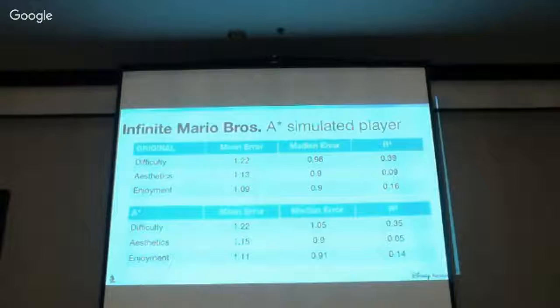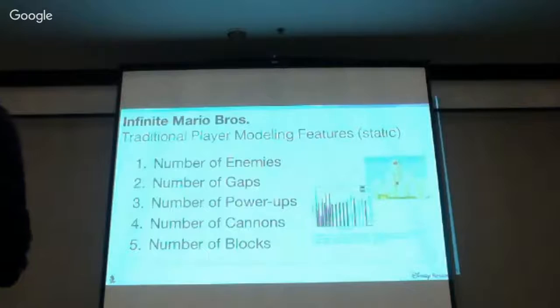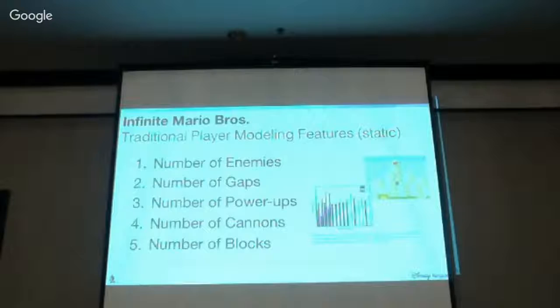So we then turned to traditional static analysis. We looked at some prior work, and we grabbed five of the features that were used to model difficulty in that prior work. We focused on difficulty again because we found that difficulty was the thing we'd expect to be able to predict the best, given players' agreement with each other. The features we extracted here were the number of enemies in a level, the number of gaps, the number of power-ups, the number of cannons, and just the number of blocks.